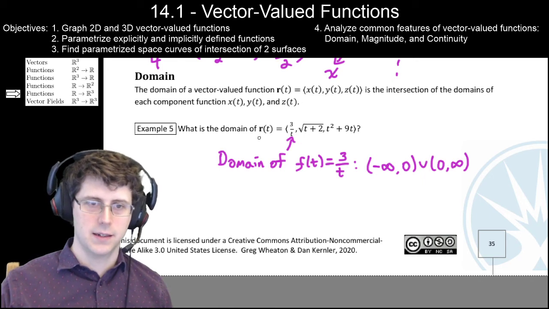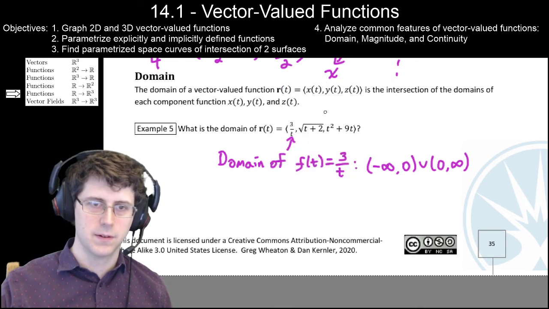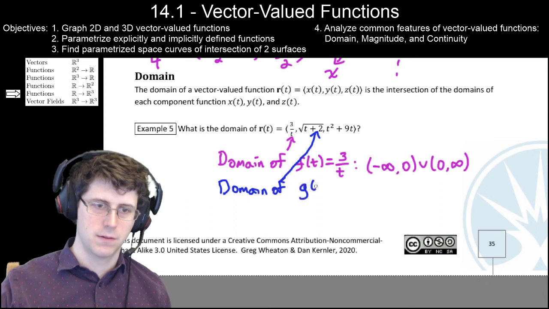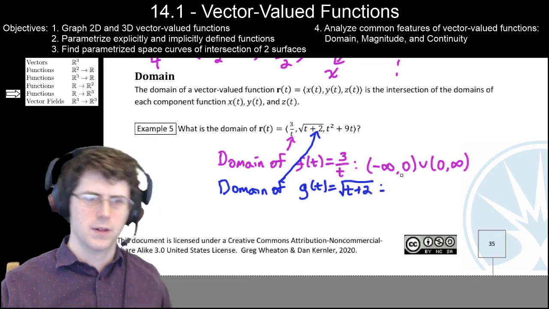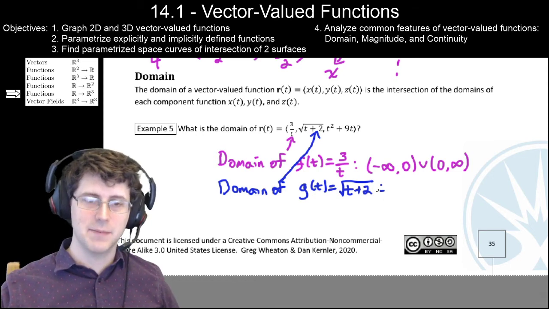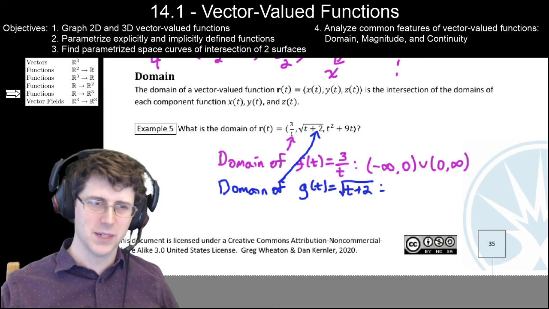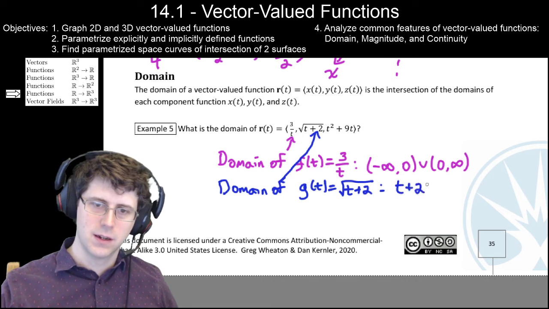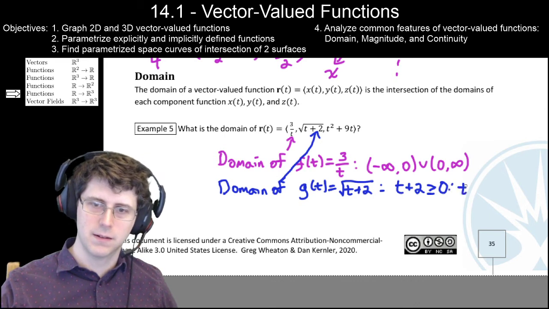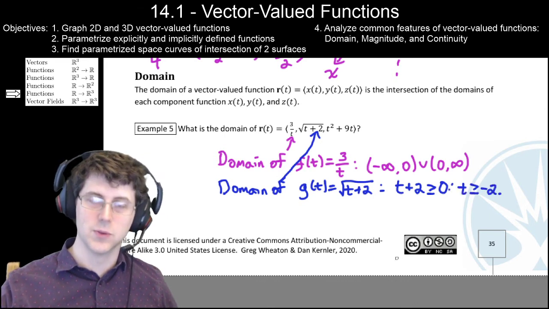Then I'll look at the next component function. The square root of t plus 2. Well, I generally am not very interested in taking the square roots of negative numbers when I'm thinking about domains. So I want to say that t plus 2 has to be at least 0. And that tells me what t is. t has to be at least negative 2.